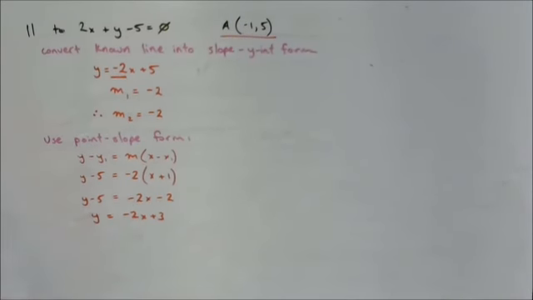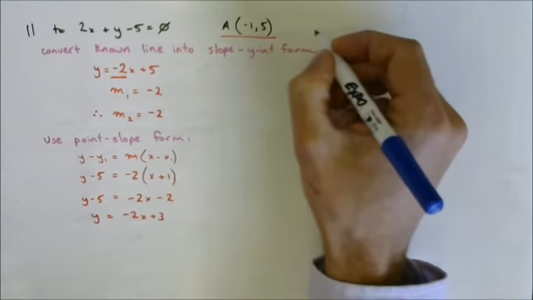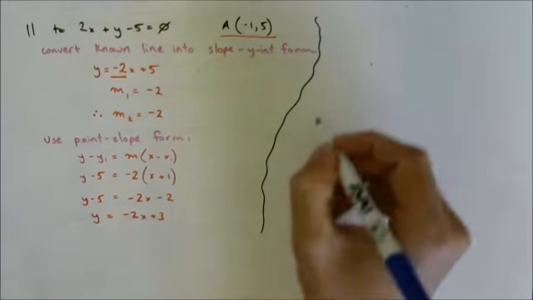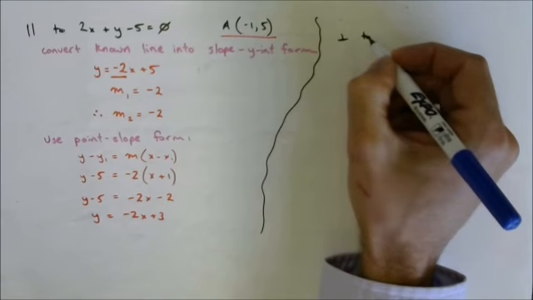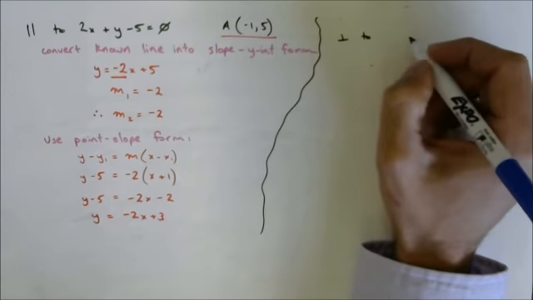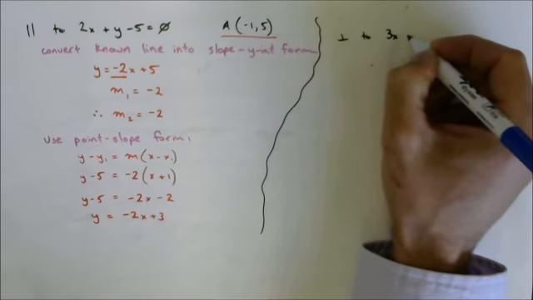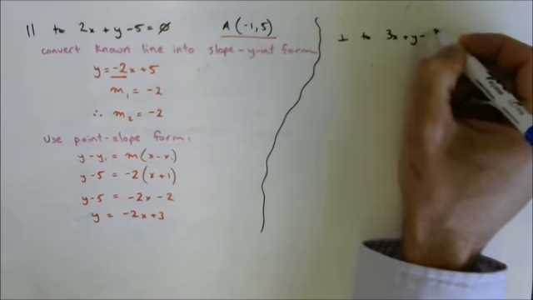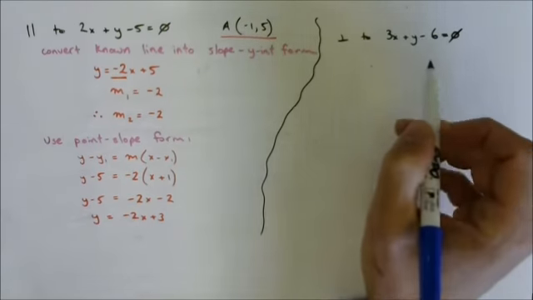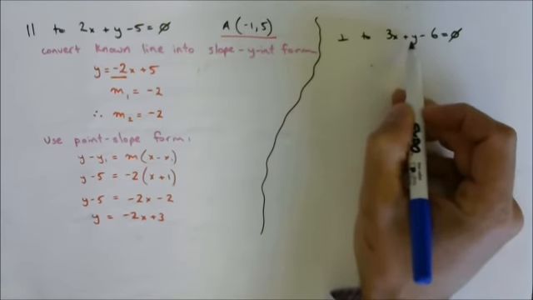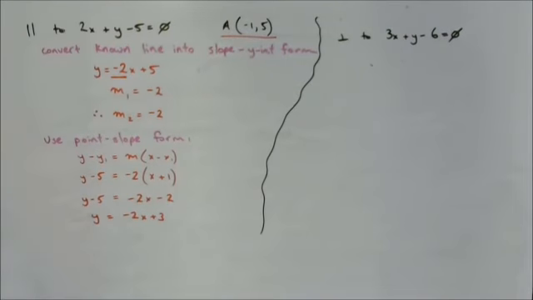All right, in our next one, it's a similar problem. This time we're going to write a perpendicular line. So we want a line perpendicular to 3x plus y minus 6 equals 0. Again, they made it easy for you because you have a positive 1y already on the left, so you don't have to multiply it by negative 1 or by any other value to get your y by itself.